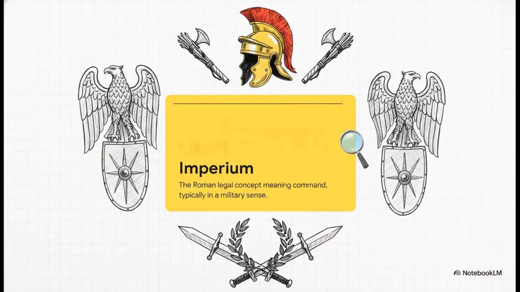The absolute bedrock of the emperor's rule comes down to this one Roman legal concept, imperium. It literally means command, usually in a military sense. So when the Senate granted Augustus proconsular imperium in 27 BC, they were effectively giving him command over all the provinces and every single army inside them. He superseded everyone. The Republic? It was just a name at that point. Augustus was pulling all the strings.